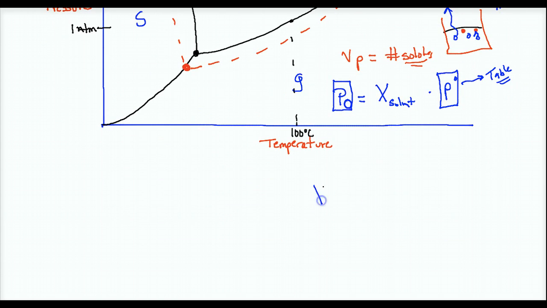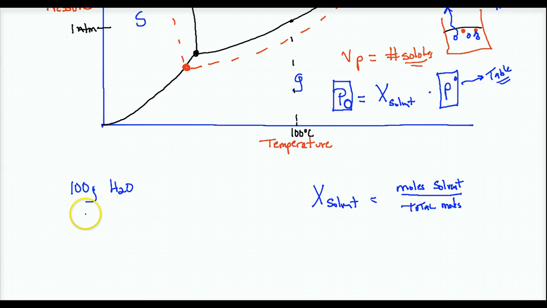So if we look at the mole fraction of the solvent, that's how we write it, big X. And what it means is the moles of the solvent, which in most cases is the water, over the what? Total moles of the solution, which is the solvent and the solute. Okay, so for instance, if I had 100 grams of water and I had, let's say, 24 grams of NaCl.